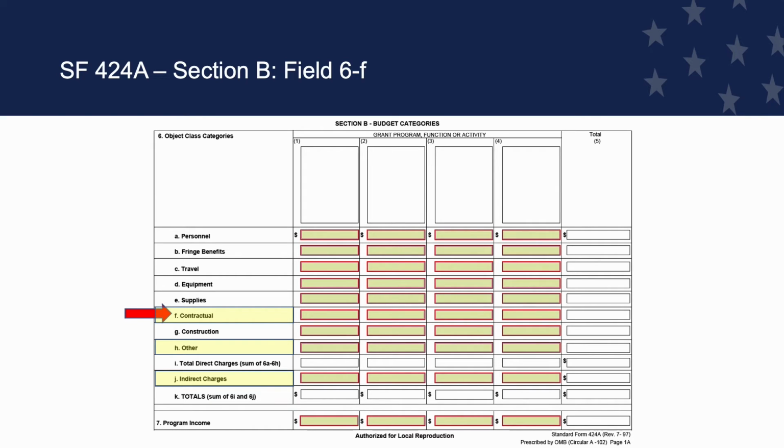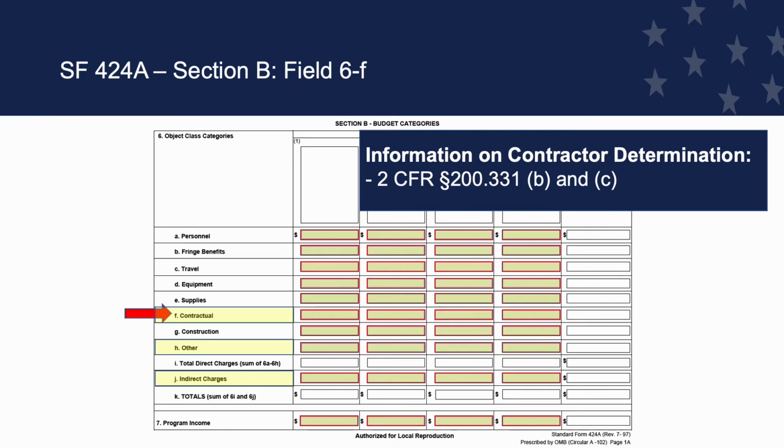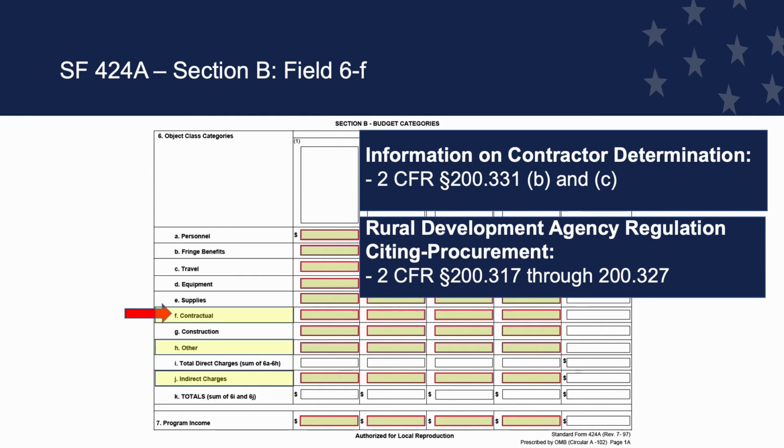A contract is a legal document by which the recipient purchases property or service needed to carry out the project under a federal award. For more information on contractor determination, please consult 2 CFR Section 200.331 B and C. Please include third-party evaluation contracts and procurement contracts in your application package. Please consult funding agency regulations and the notice of funding opportunity for more information on allowable compensation for contractual cost and procurement guidelines.